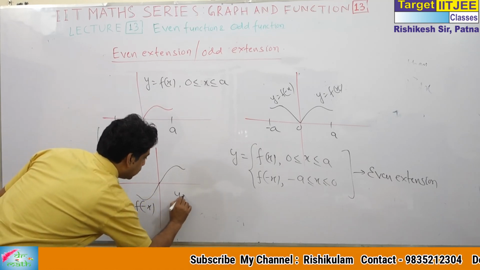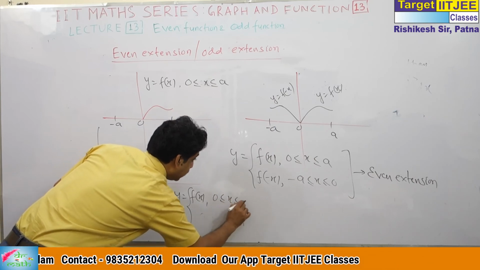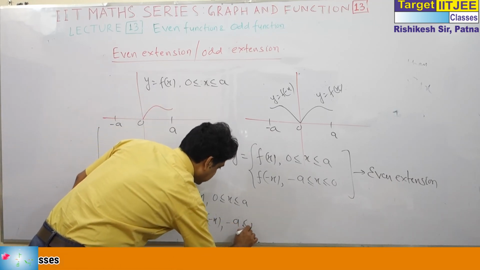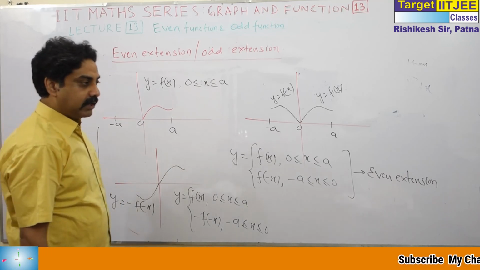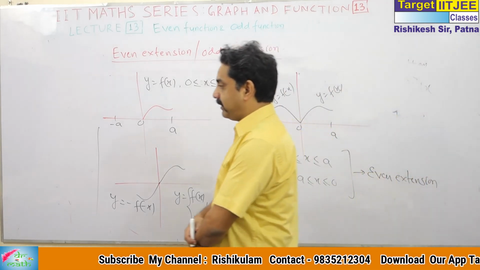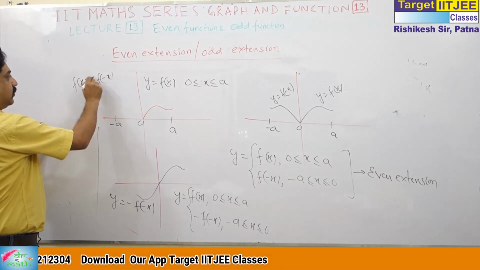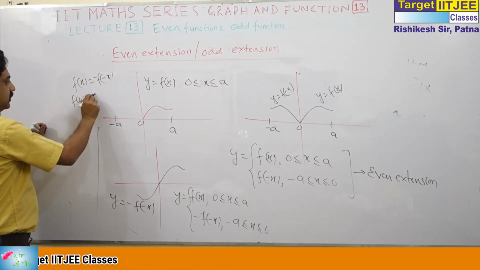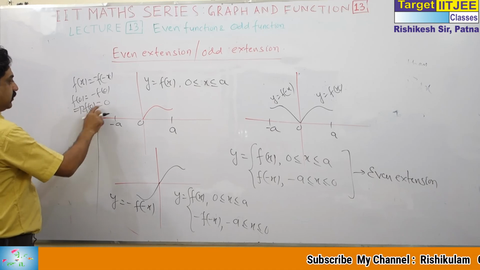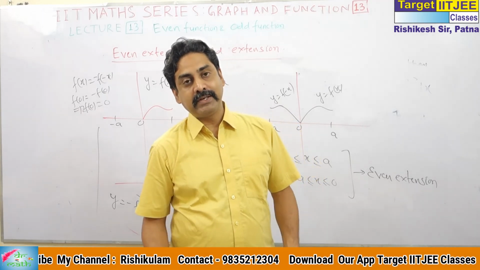Let me write here: y = f(x), 0 < x < a, and -f(-x), -a < x ≤ 0. An odd function must pass through the origin. Why? Because when we put x = 0, f(0) = -f(0), which means f(0) = 0. You can note that an odd function must pass through the origin, while an even function may or may not.